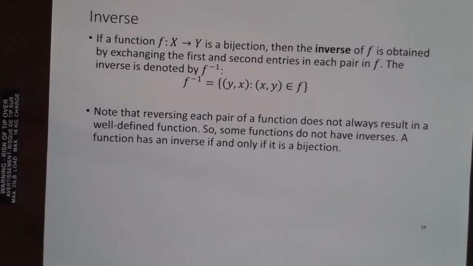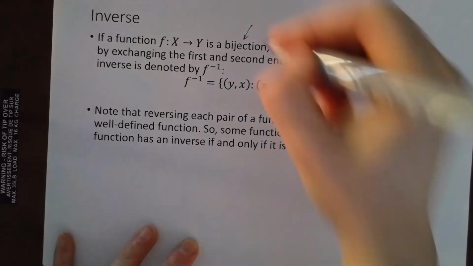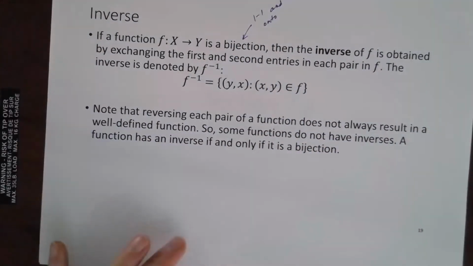So today we want to look at inverses of functions. If a function with domain x and target y is a bijection, and remember, what is a bijection? What does that mean? It's one-to-one and onto. Both of those. So if it's one-to-one and onto, then it's invertible. You can find its inverse, and you obtain that inverse by exchanging the first and second entries.